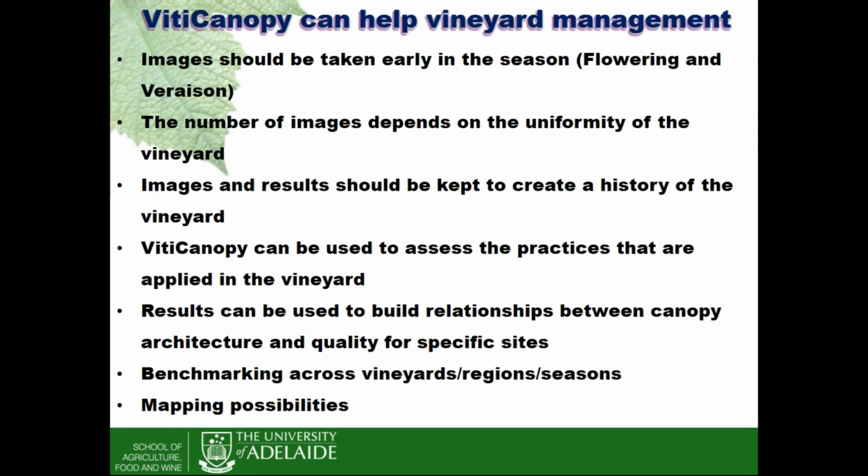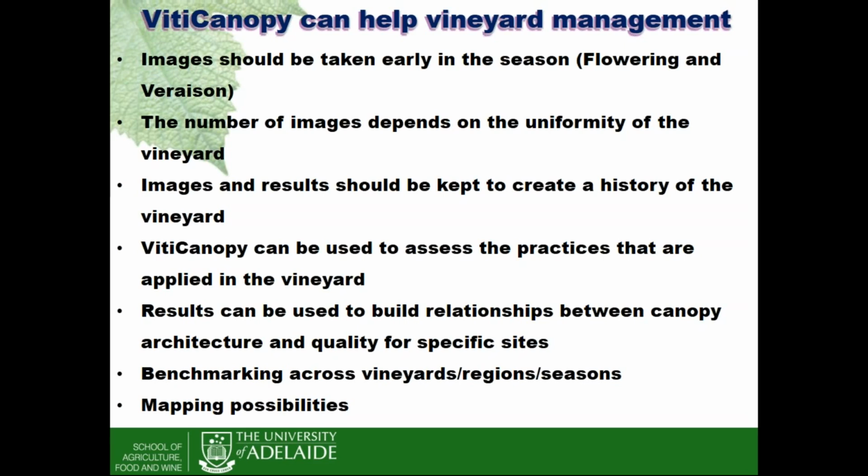Basically done. I'll just point out a few take-home messages. So let's say that images should be taken early in the season, maybe flowering and veraison. We've seen so far that the best correlations with quality parameters are coming from measurements done early in the season, and it's also important to do so because then you have time to react if the canopy is not what you want, and you can apply management based on that.